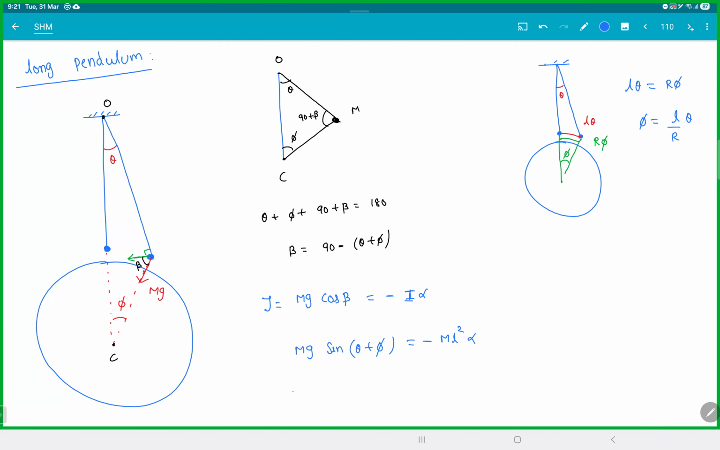Now again, for small angles, this will become mg (theta plus phi), which is L by R theta, equal to ml square alpha. We end up with alpha is equal to minus g by, there's an L also here.